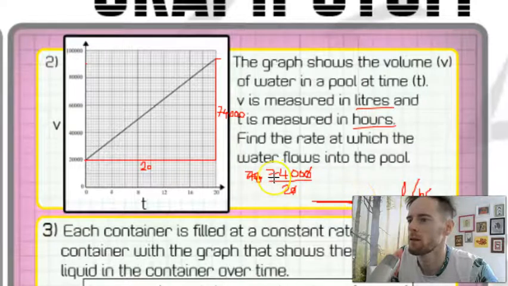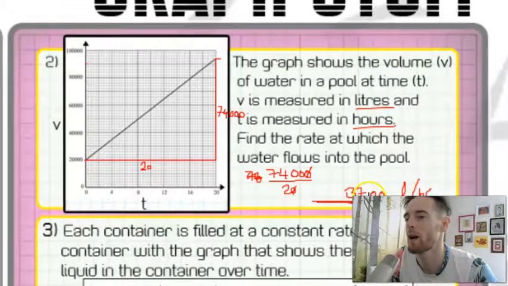And that means we can do 74 divided by 2 and then put the 2 zeros on to our answer. So 74 divided by 2 is 37, and then 0, 0. So 3,700 litres per hour is the answer to that question. All right, I hope that makes perfect sense to you. It's just finding the gradient.